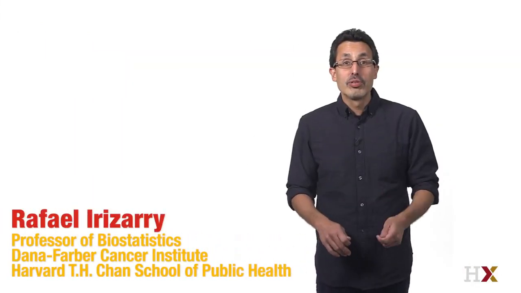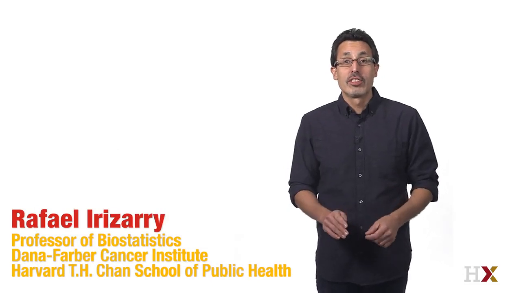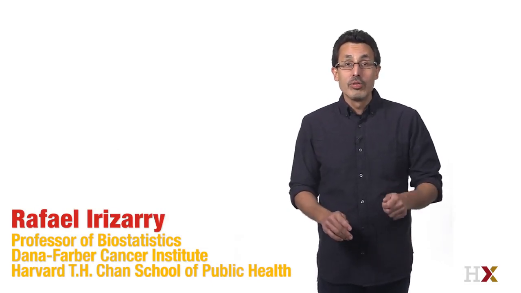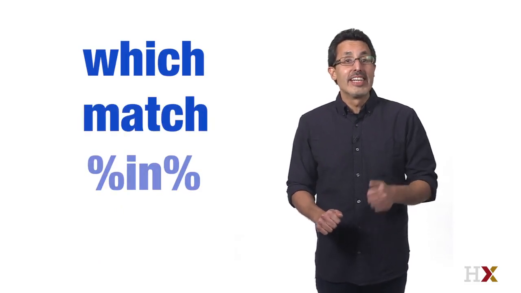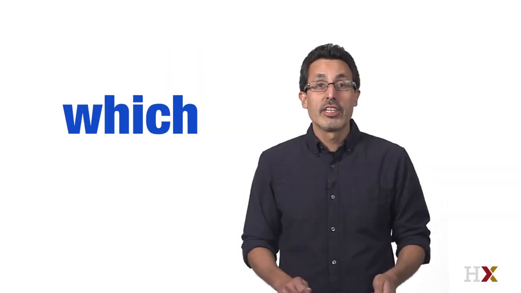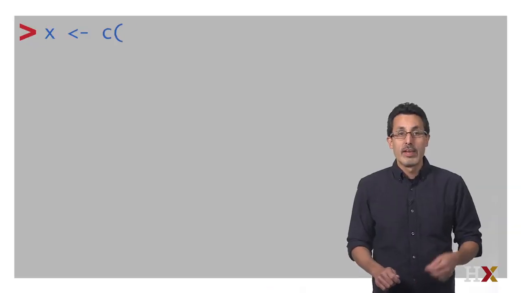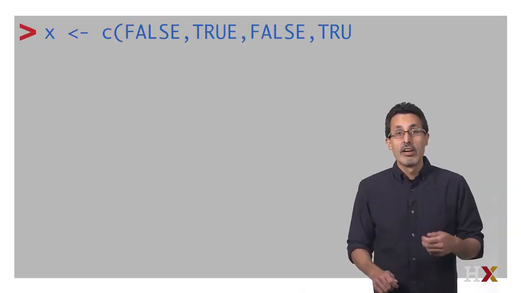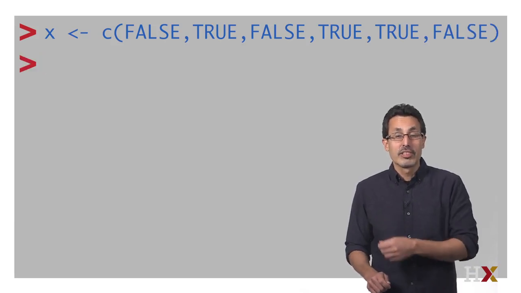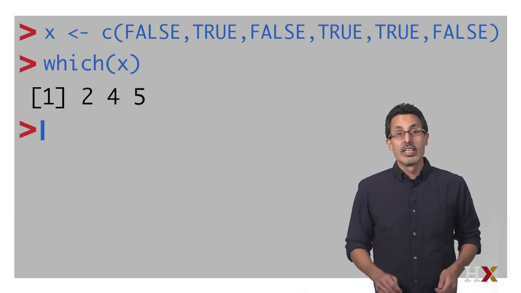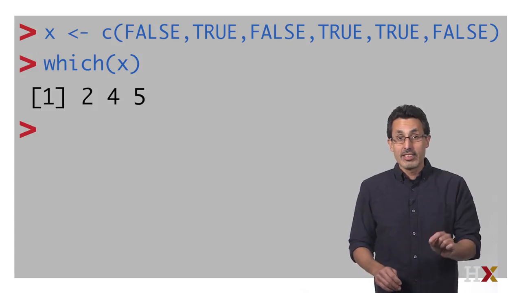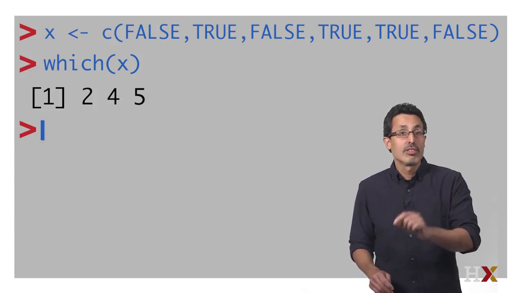In this video, we introduced three very useful functions related to indexing that use logical operators. They are which, match, and in. Which gives us the entries of a logical vector that are true. Here's an example. If I define x as the vector false, true, true, false, which of x gives us 2, 4, 5. Those are the indices of x that are true.